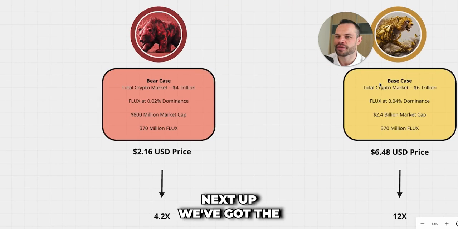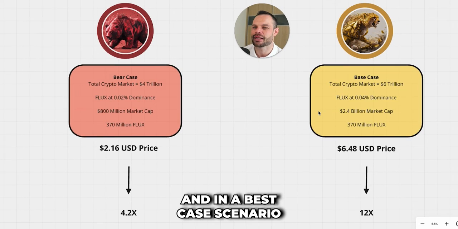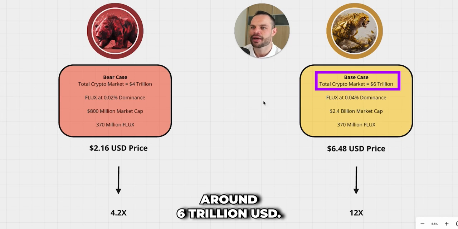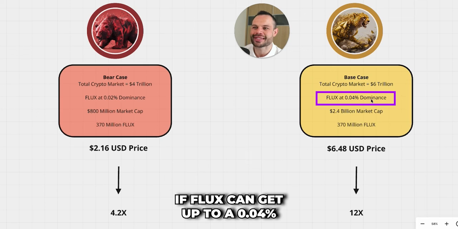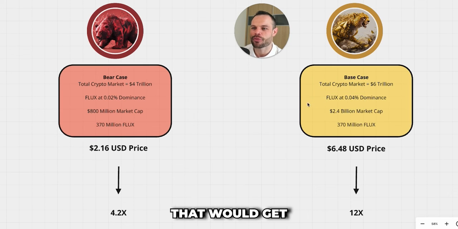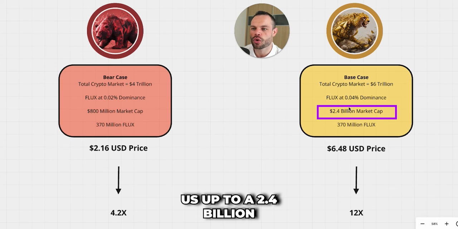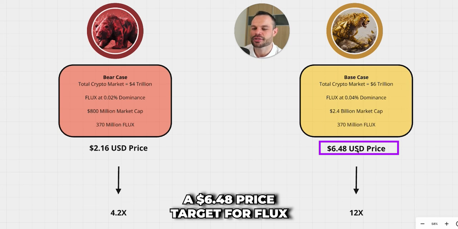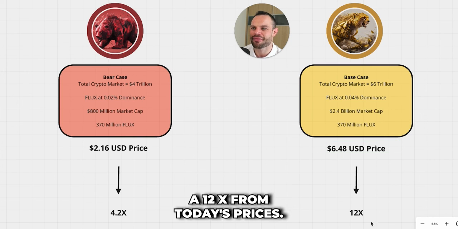Next up, we've got the base case scenario, and in a base case scenario, what we're saying is the total crypto market cap could peak around $6 trillion if Flux can get up to a 0.04% overall dominance level. That would get us up to a 2.4 billion overall market cap, and once again, dividing that by 370 million Flux tokens gives us a $6.48 price target for Flux, which is about a 12x from today's prices.